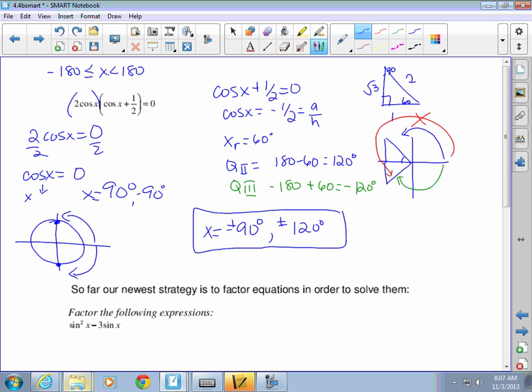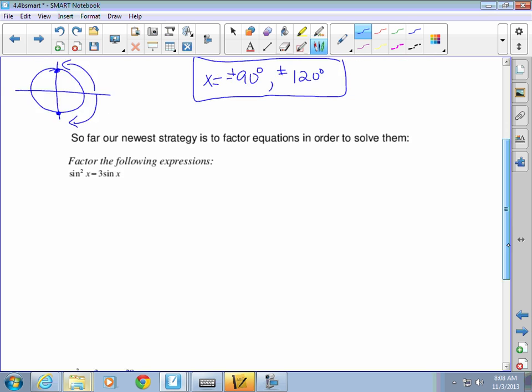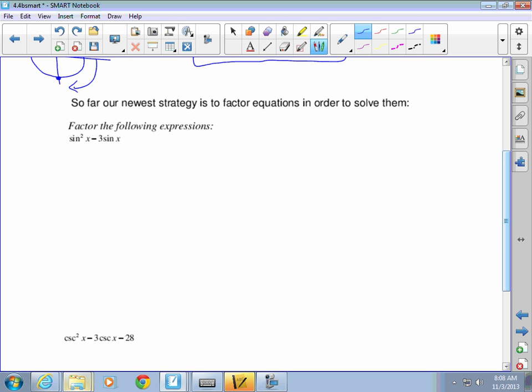So far our new strategy is to factor equations in order to solve them. So these ones were factored for us. Now we're going to make it a little bit harder and do ones where we have to factor them. So we want to factor the following expression, sine squared x minus 3 sine x. When you look at an equation like that, it looks undoable. But the easiest way to do these, and Jamal, you'll love this, is to substitute. So instead of using signs, we're going to use just letters.